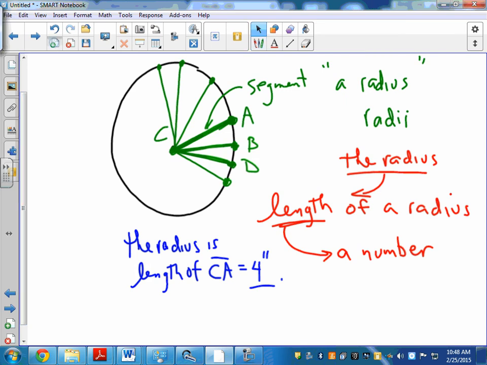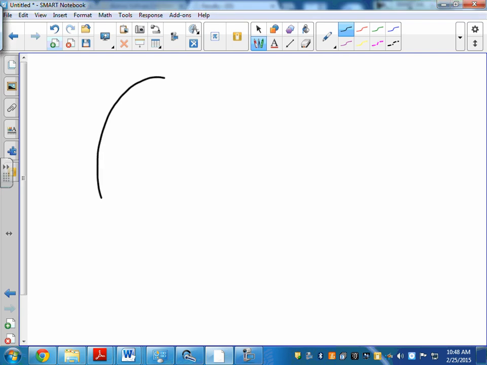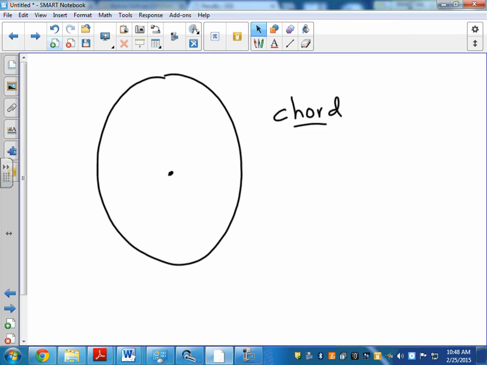Let me pull up a new screen. So here's our circle. Here's the center, chord. A chord is a segment. The endpoints of the segment are on the circle. So that's a chord. Okay, chord. The two endpoints have to be on the circle. That's the chord. Look at the definition and you'll see that. Now, obviously there's lots of different chords. Any 2 points that lie on the circle will create a chord.